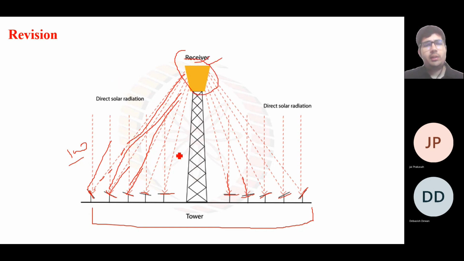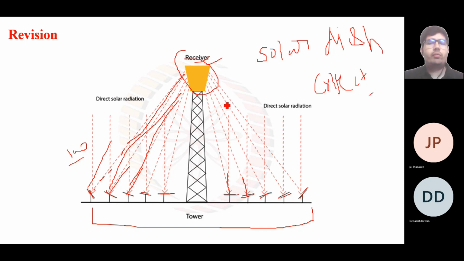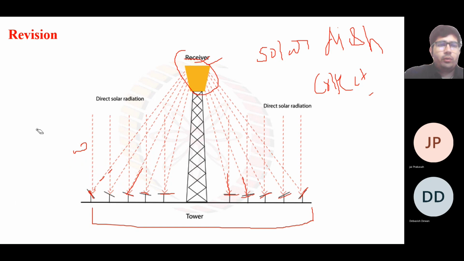This is also an example of a solar disc collector. But here we are not using one single disc collector. We have multiple disc collectors at different angles, all reflecting the radiation to a particular point only.